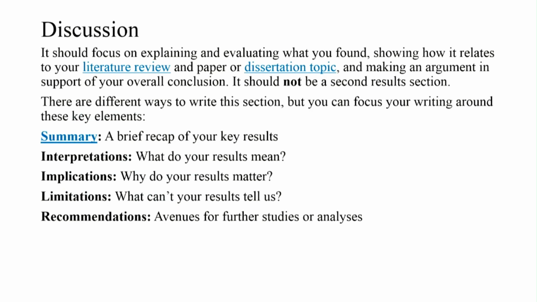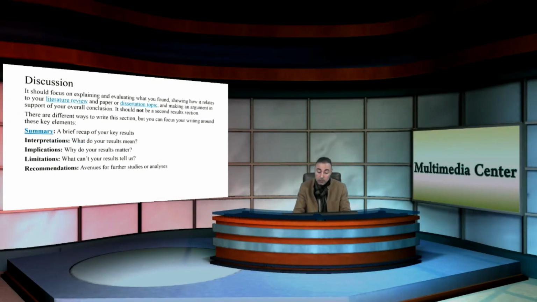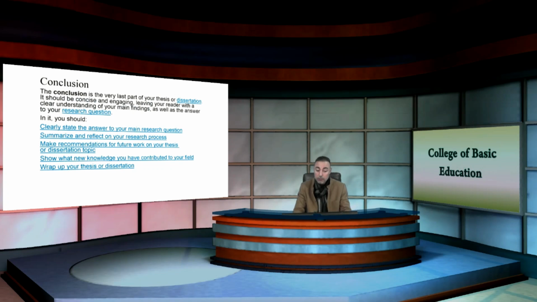And then with the discussion, you relate what you have found to your literature review, and make arguments in support of your overall thesis. So in the discussion, you put in a brief recap of your key results, what you do with these results, why your results matter, and what your results can tell us. And then with the conclusion, it should be concise and engaging, leaving your reader with a clear understanding of your main findings. So with the conclusion, you put in what you have found so far with your research paper.